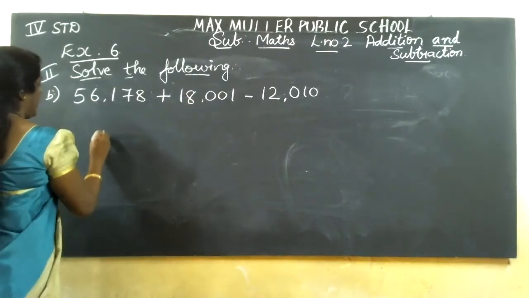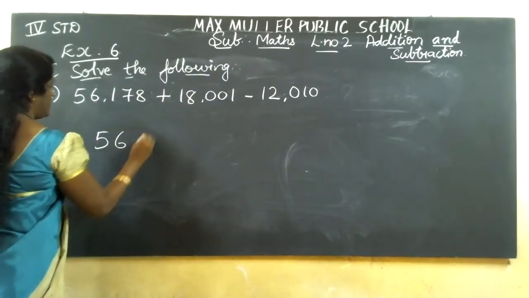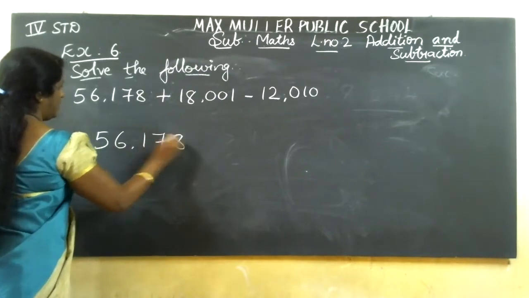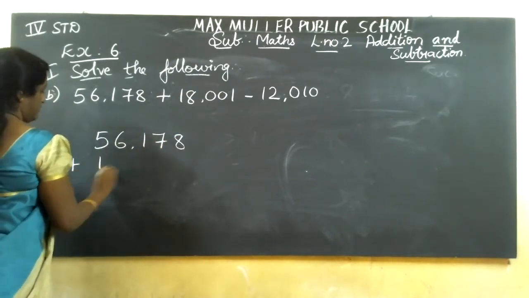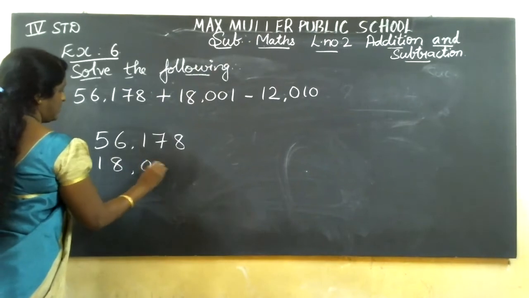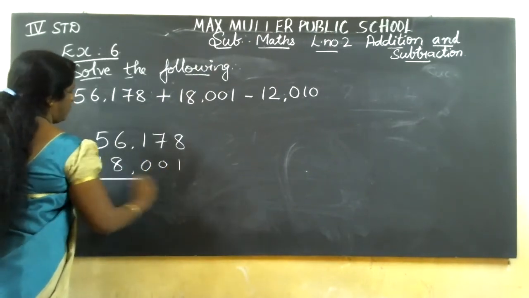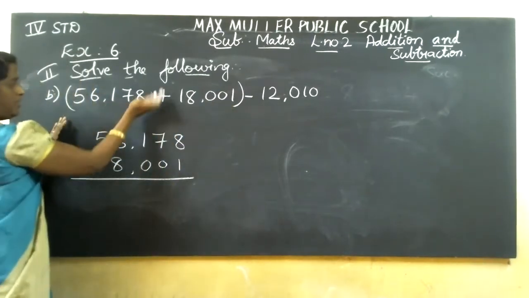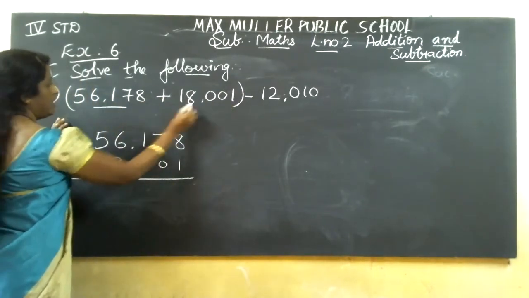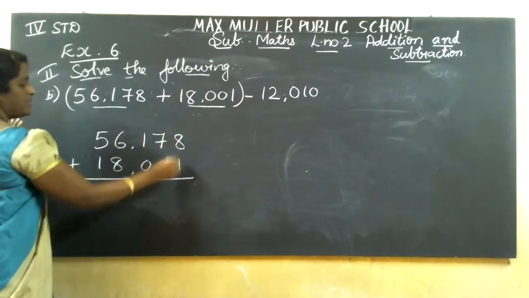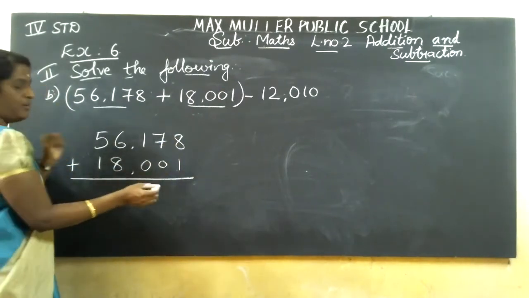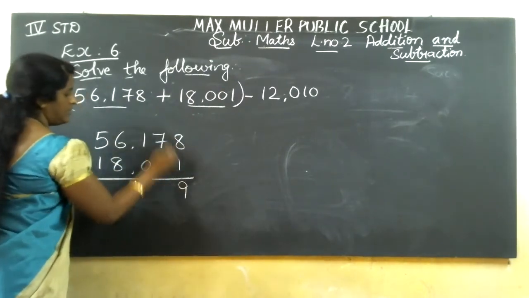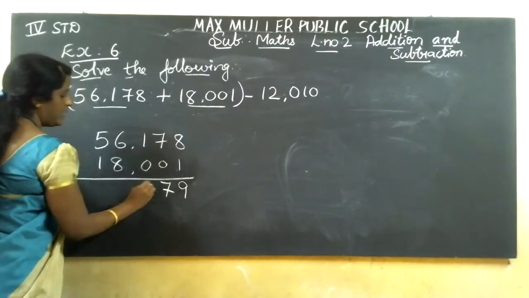So first we'll add 56,178 plus 18,001. First we are going to do addition, only these two numbers. 8 plus 1: 8 in the mind, 1 on my finger. After 8, 9. 7 plus 1.